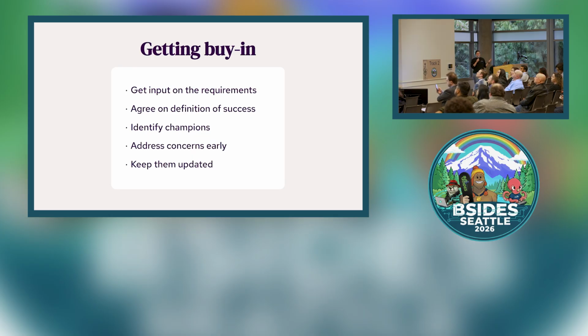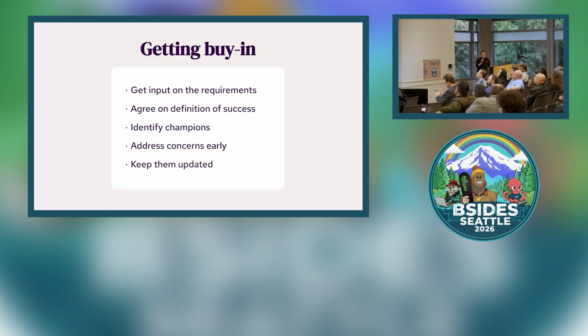So how you get buy-in from these stakeholders is not different than any other kind of change management. I'm not telling you anything new. Get their inputs on requirements, agree with them on what the actual controls you're deploying are, what the definition of success looks like, answer any questions they have, and make sure that you're addressing any concerns they have, and then keep them updated.